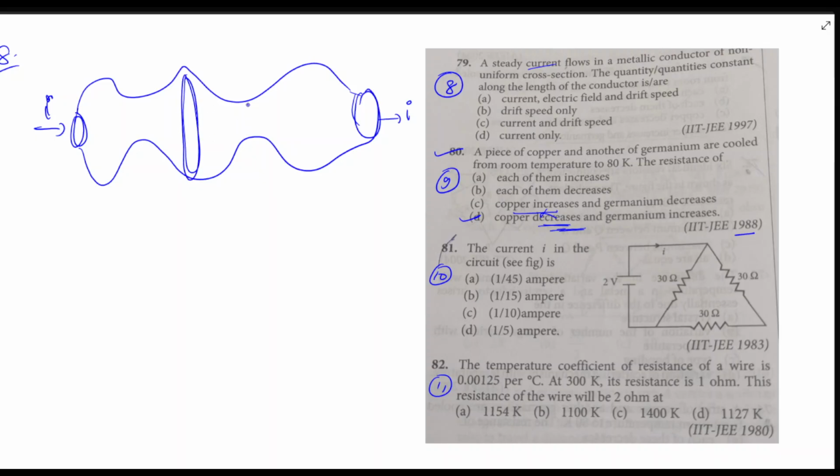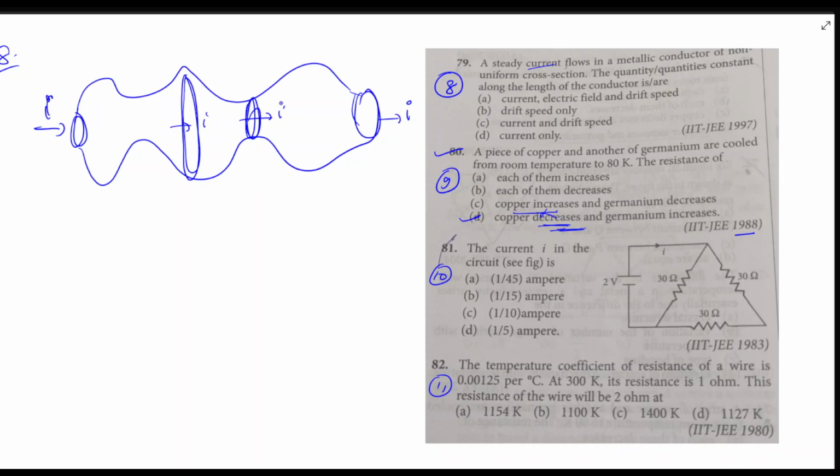If you consider this, I should be the same. This is a basic concept. Next, what is it asking? The quantities which are constant along the length. So current will be the same. So D is the option.